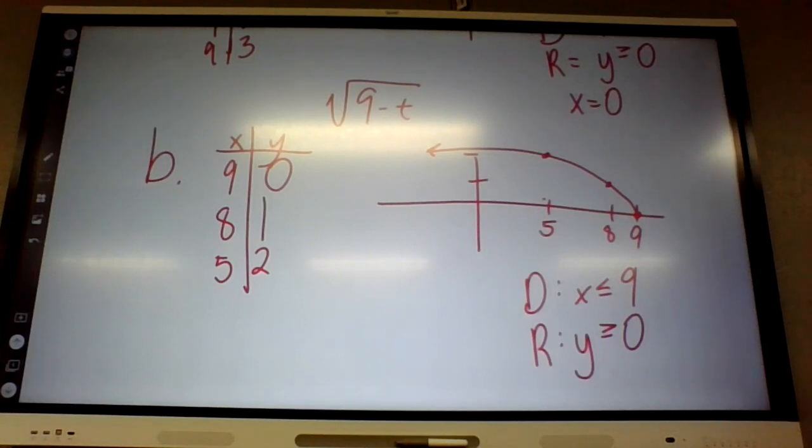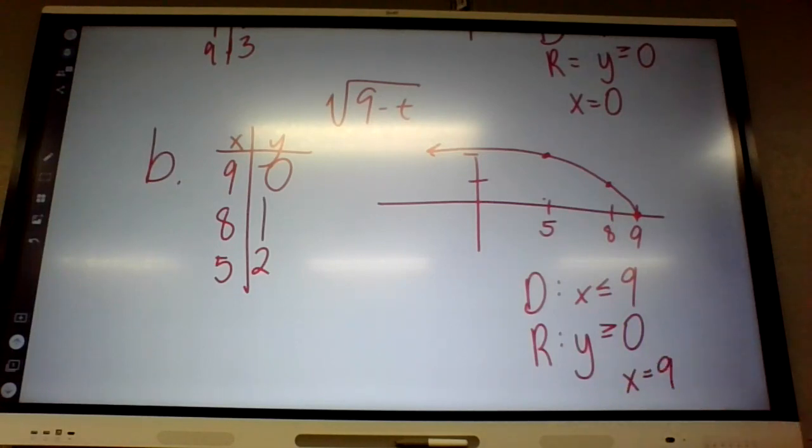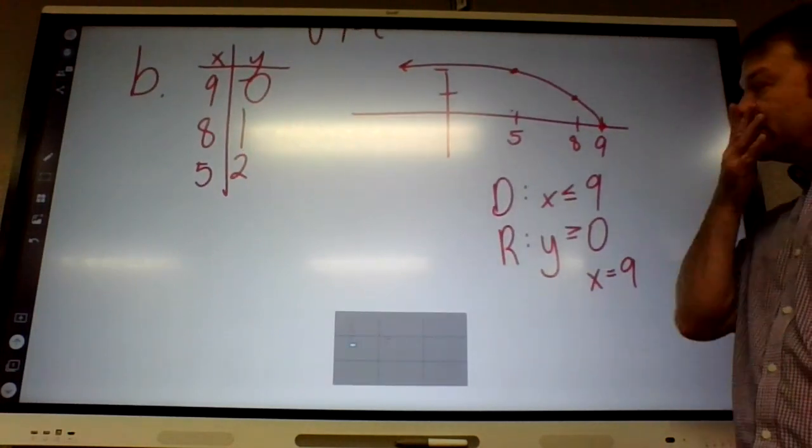And what was that? Oh, the 0 of the function. 9. To find the 0 of the function, you set it equal to 0 and solve for x.